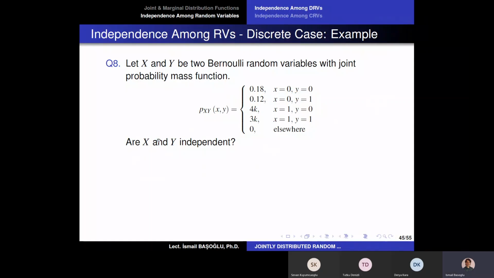So before answering this question, whether X and Y are independent, we need to determine the K value here, the constant K value here, right? So how are we going to determine the K value here?